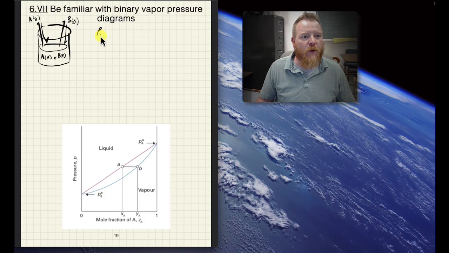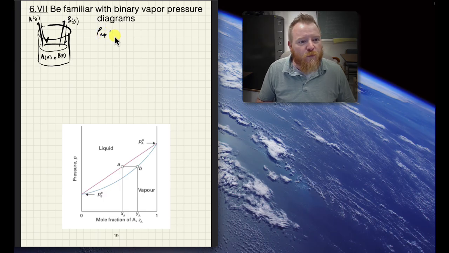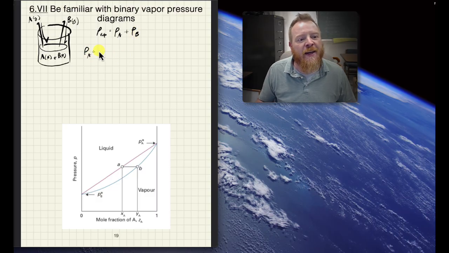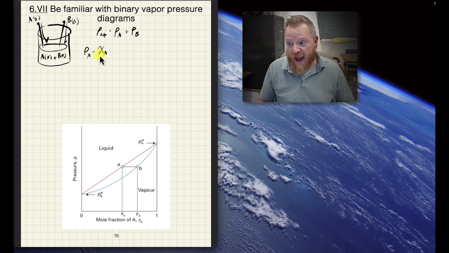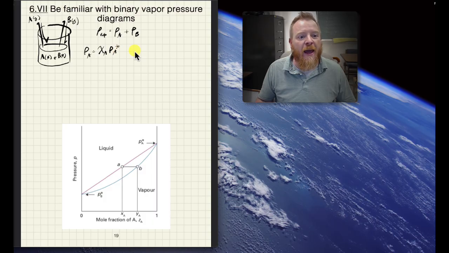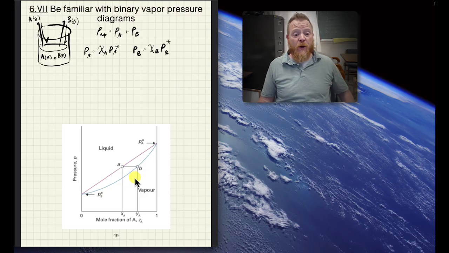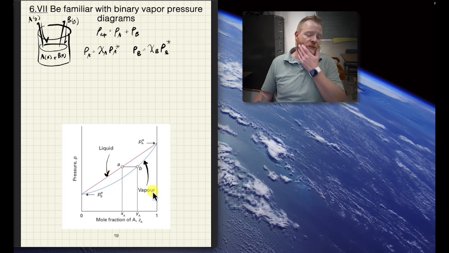So the total vapor pressure of this solution will be equal to the partial pressure of A plus the partial pressure of B, where the partial pressure of A is going to equal the mole fraction of A in the liquid times its pure vapor pressure, and the partial pressure of B will equal the mole fraction of B times its pure vapor pressure. And so now if we look at our binary vapor pressure diagram, we can see two lines here, one describing the liquid composition and one describing the vapor composition.